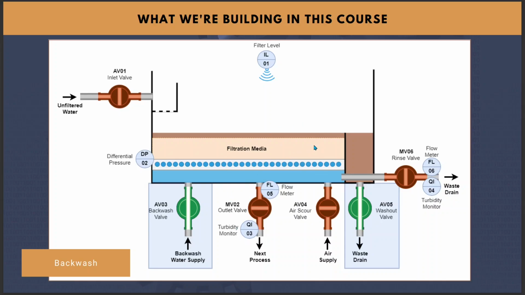Once we've flushed or backwashed the filtration media for long enough, we then move on to the next step, which is the top wash. So we open the inlet valve and allow the inlet water to run across the top of the filtration media, pushing any remaining backwash water that's passed reverse through the filtration media out through the washout valve.